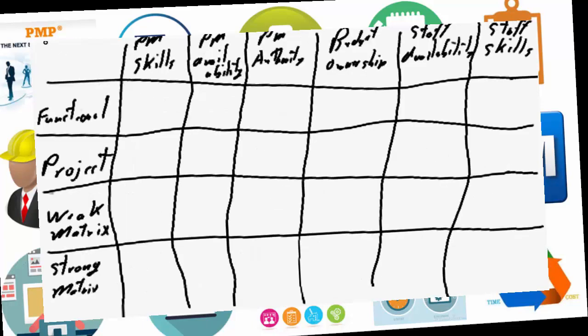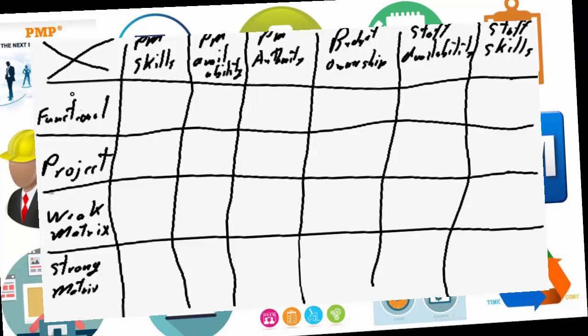In order to compare the pros and cons of each of these organizational structures, functional versus project versus a weak matrix versus a strong matrix, I've put together this comparison grid where we're going to compare skills of the project manager, availability of the project manager, the authority of the project manager, who has budget ownership, i.e. who has the power to influence and impact the project's success, the availability of staff for the project, and the availability of specific skills for the project. And we'll fill in this grid for each one of our various project organizational structures.